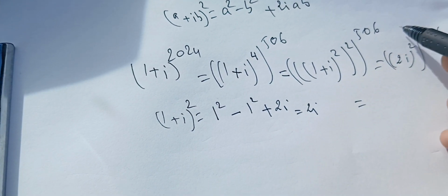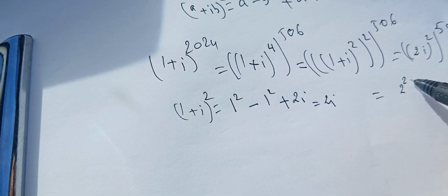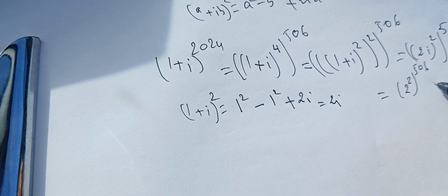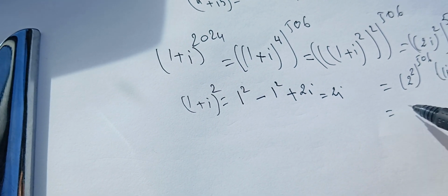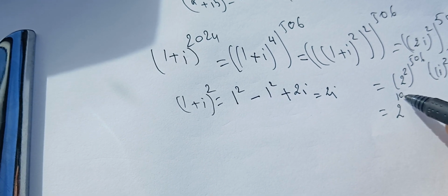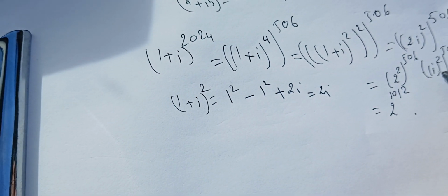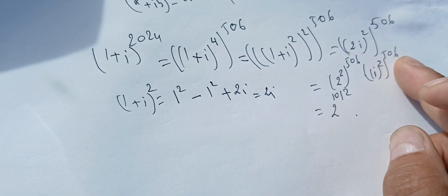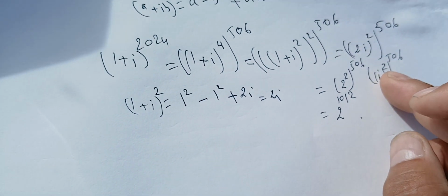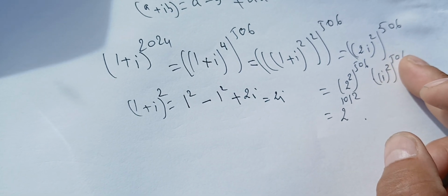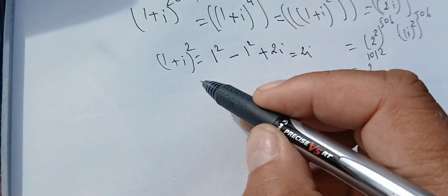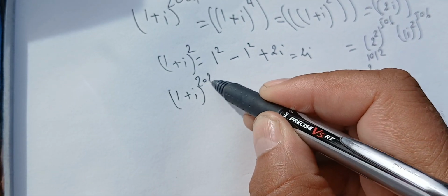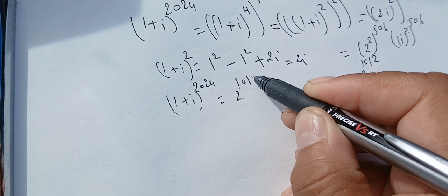Okay, so we know that we can write this one as 2 to the power 506 times i squared to the power 506. We get 2 to the power 506 times (i squared is minus 1), but since this exponent is an even number, we're going to get 1. Okay, so i squared is minus 1 to the power of an even number, that's 1. So that means our value here, (1 + i) to the power 2024, is 2 to the power 1012.